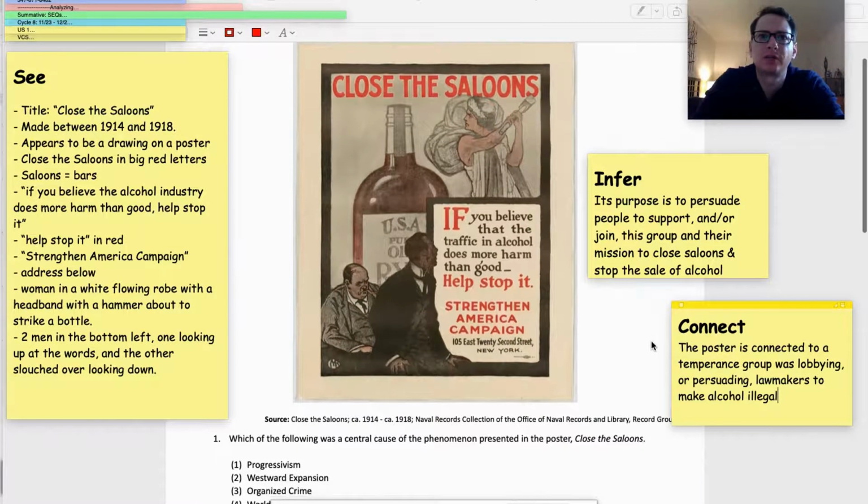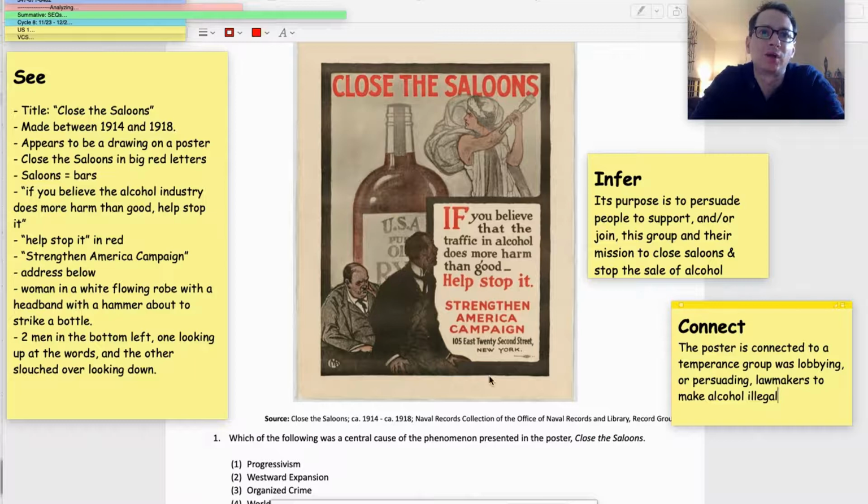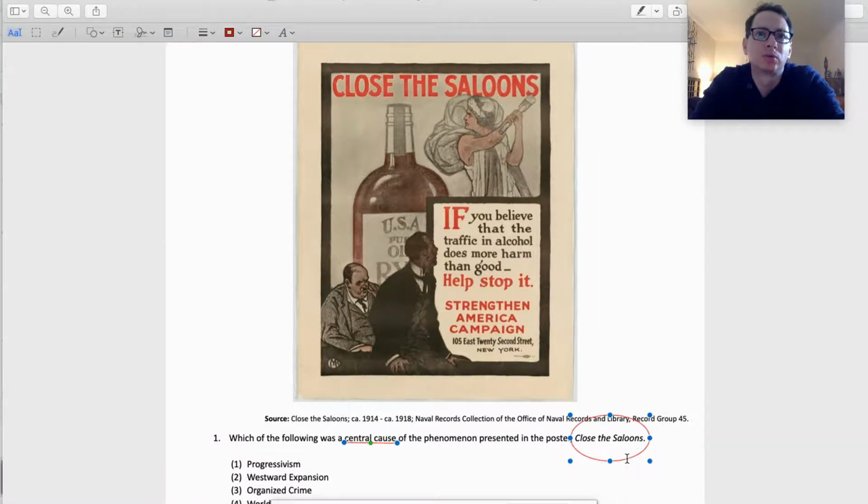Now I'm going to take a look at the question, and in particular, I'm going to be looking for the topic of the question, which I'm going to circle, and the words that let me know the skill that is being assessed, which I'm going to underline. Since the question is, which of the following was a central cause of the phenomenon presented in the poster Close the Saloons, I'm going to circle Close the Saloons because that is clearly what the topic is about and what the question is focusing on. And it's going to ask me to determine the central cause, or causation. So I'm going to underline those words.